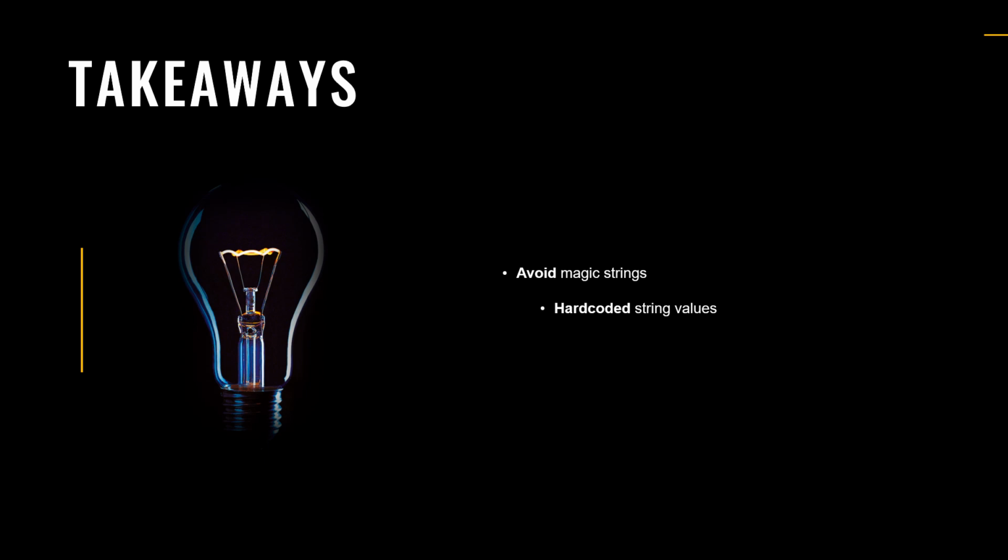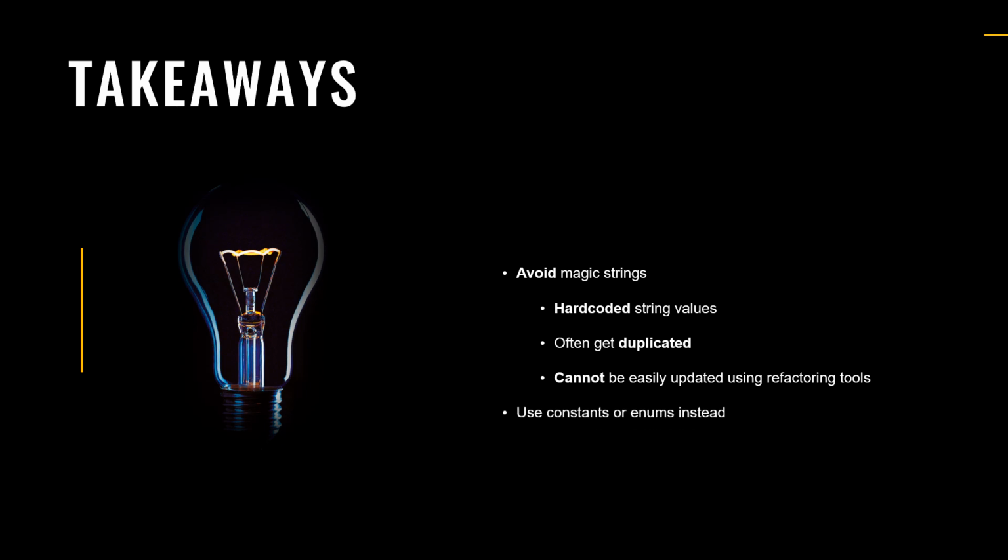Magic strings often get duplicated within a system and cannot be easily updated using refactoring tools, which can lead to bugs when changes are made to some instances of the string but not all. Use constants or enums to represent magic strings in your code. This will make your code more maintainable and reduce the risk of bugs caused by hard-coded values. By following these best practices, you can improve the maintainability of your code and reduce the risk of bugs caused by magic strings.